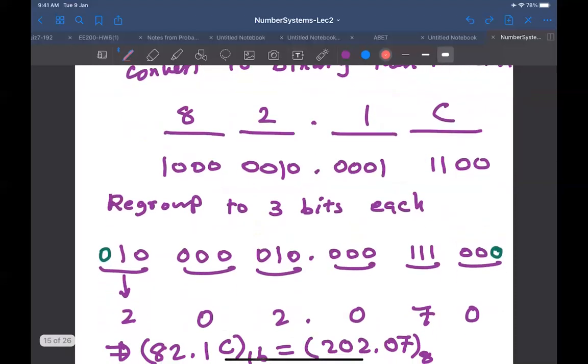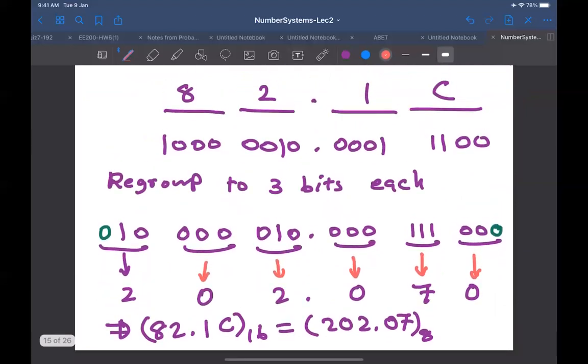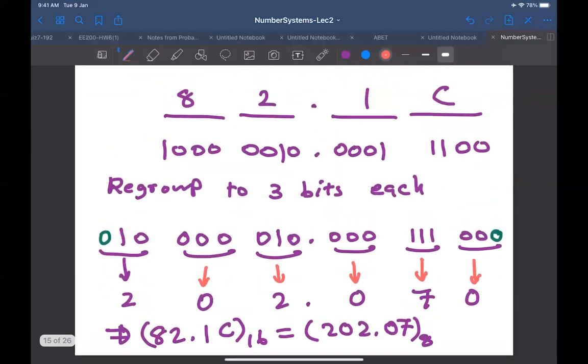So now we are ready to convert to octal. This 000 corresponds to a 0, and then this is a 7, and then this is a 0, 2, 0, 2. So this is the answer. Final answer: C1.28 in hexadecimal is equal to 202.07 in octal.